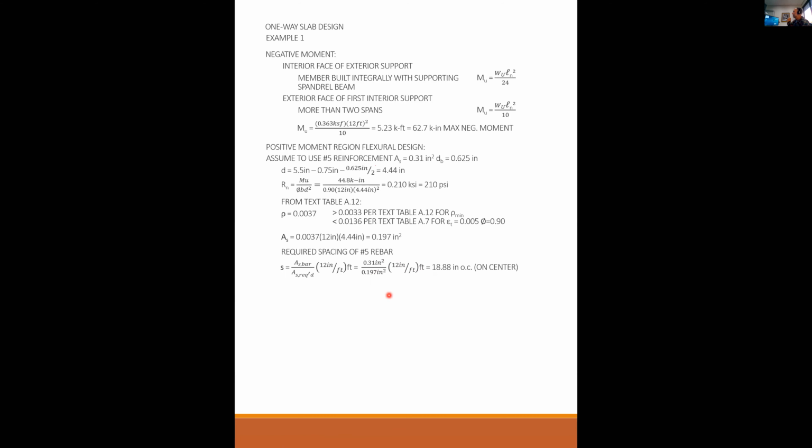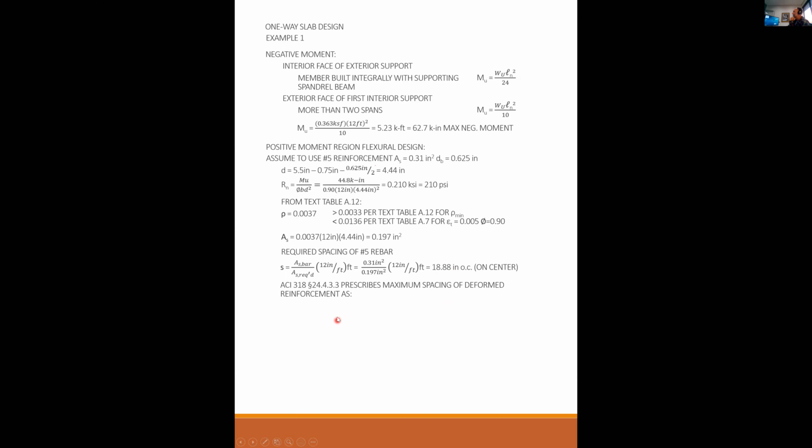And what you're left with, mathematically, 0.31 over 0.197 times 12 is 18.88. That is your minimum spacing. If you put a spacing larger than this, you don't have enough steel. You put a spacing smaller than this, you're fine. So that's my maximum spacing.